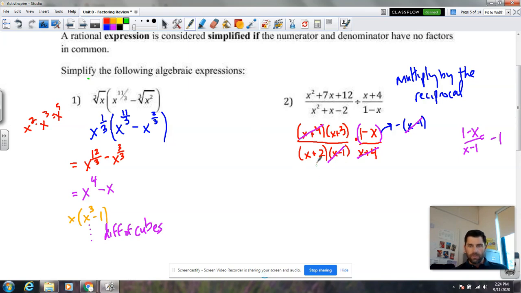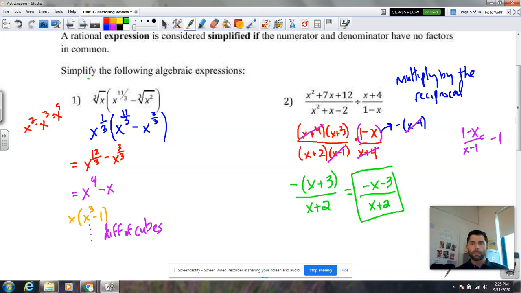And now we're done. We have this x plus 3 left in the numerator. We have that negative being multiplied by it, over x plus 2. So that's a great answer. If you wanted to distribute that negative through the numerator, you're good. You could also distribute it to the denominator. You could also just throw it out front. Any of those are fine, but there's a nice simple answer for us. Okay? Next.